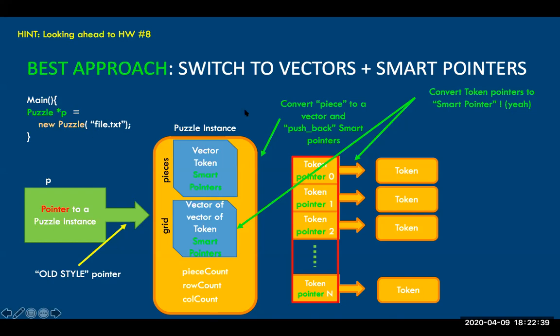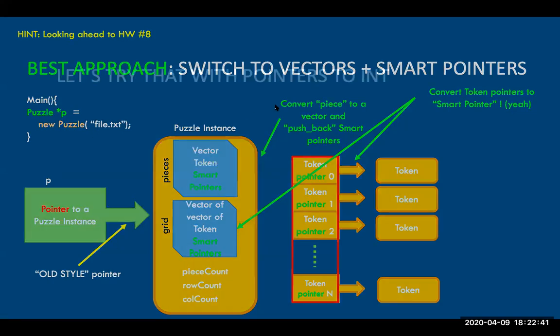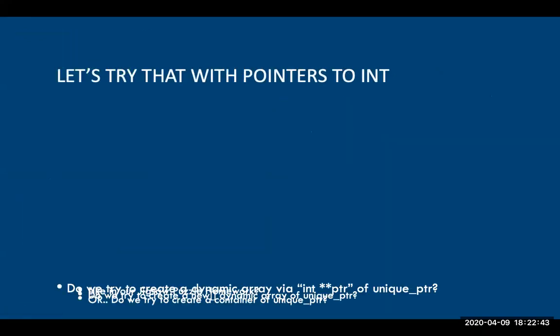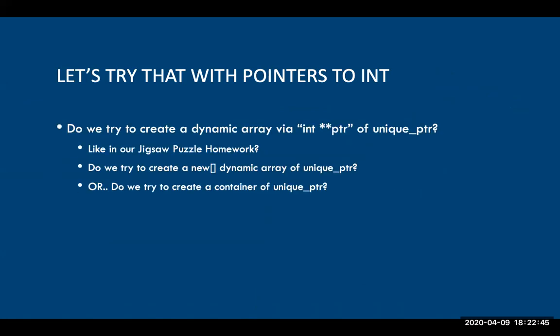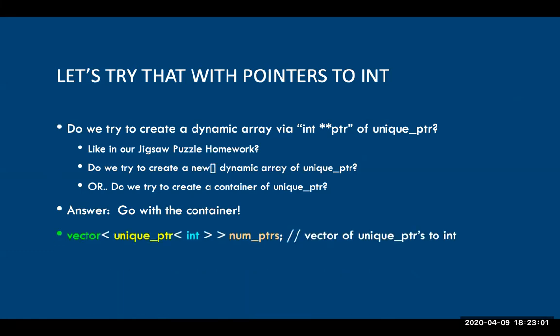If you want to put it in context, you can think about your homework 8 this way. But let's do a simpler version of that. We're going to try to just create a dynamic array of int pointers, right? And so we're going to go with the container. We're basically going to follow our own advice here and say, let's create a container where we push back into that container a bunch of shared pointers, right? So this is what our container would look like.